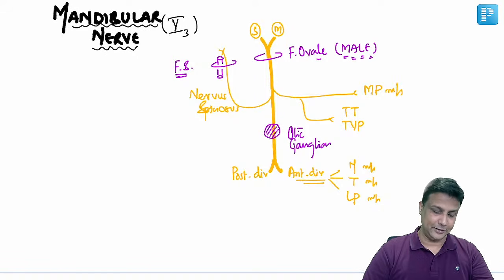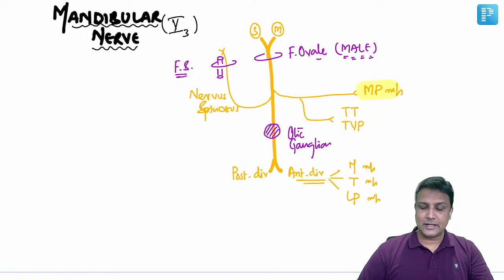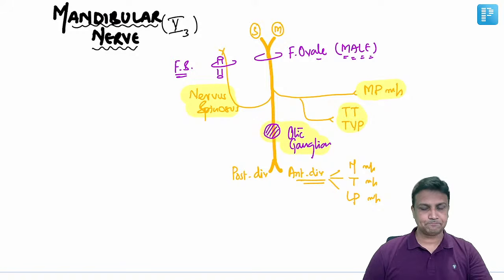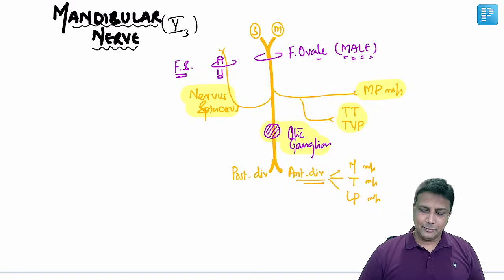Let us repeat that again. The trunk of the mandibular nerve is supplying one of the muscles of mastication, the medial pterygoid muscle. That nerve itself is supplying two muscles, tensor tympani and tensor veli palatini. And then it is also giving a nerve, that is nervus spinosus. It is going to pass through a ganglion, that is the otic ganglion. Now after that, I am already done with the anterior division here. No need to worry about that one.